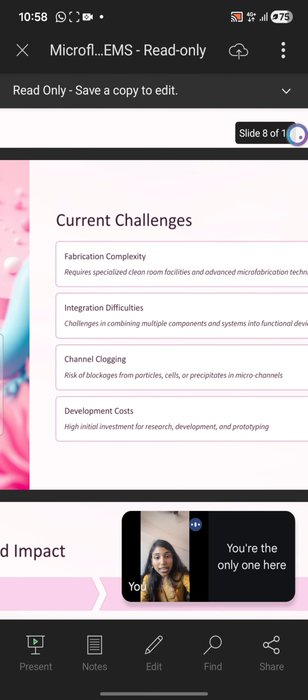And then the main challenges. The first is fabrication complexity. In order to fabricate MEMS, we have to go through a lot of processes like etching, lithography, photolithography, modeling, etc. All these are very vast, complex methods. Then integration difficulty: even though we create all these, we need to integrate them in a proper way.